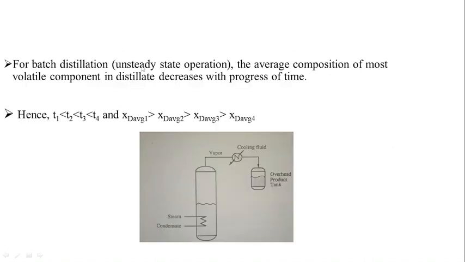Batch distillation is an unsteady state operation, and the average composition of the most volatile component in the distillate decreases with progress of time. So with increase in time, the composition of the distillate will decrease.